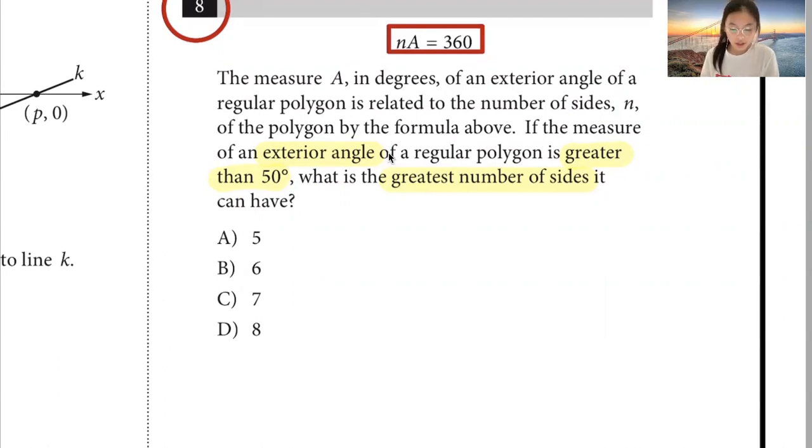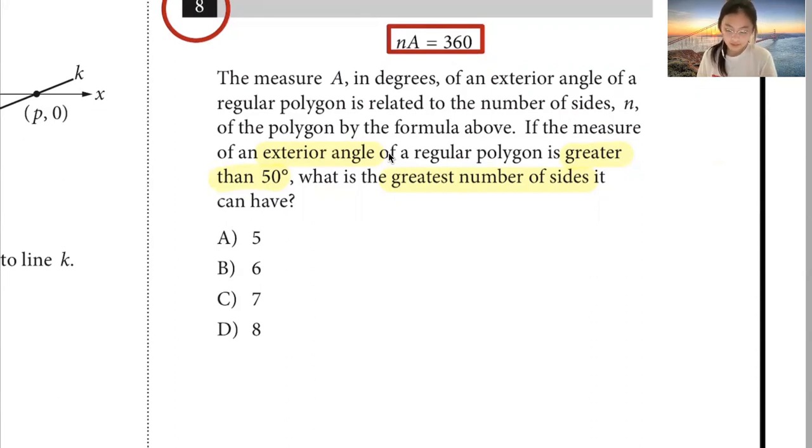The measure A in degrees of an exterior angle of a regular polygon is related to the number of sides, n, of the polygon by the formula above. So from here, we already know that n represents the number of sides and A represents the exterior angle. If the measure of an exterior angle of a regular polygon is greater than 50 degrees, what is the greatest number of sides it can have?